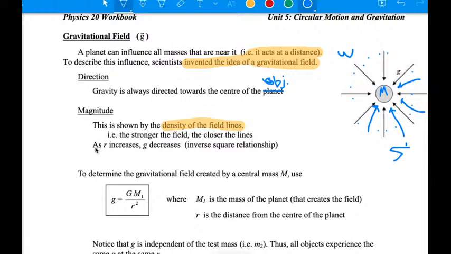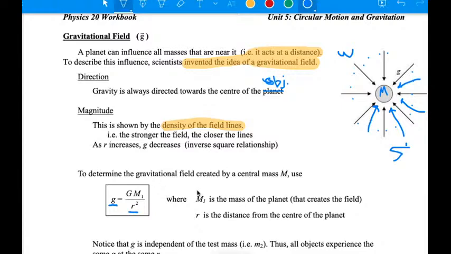Also, the magnitude of this is dependent on how far away we are from the mass. The farther, or the bigger this radius to the center of the circle is, the weaker the gravitational field strength. It's an inverse square relationship, because the gravitational field strength is inversely squared with the radius. If we just look at our universal gravity equation.